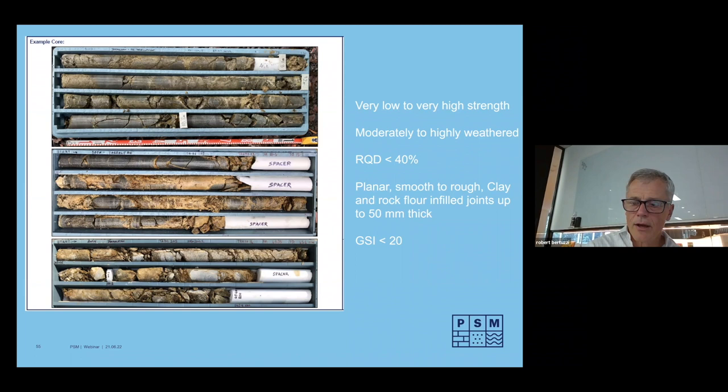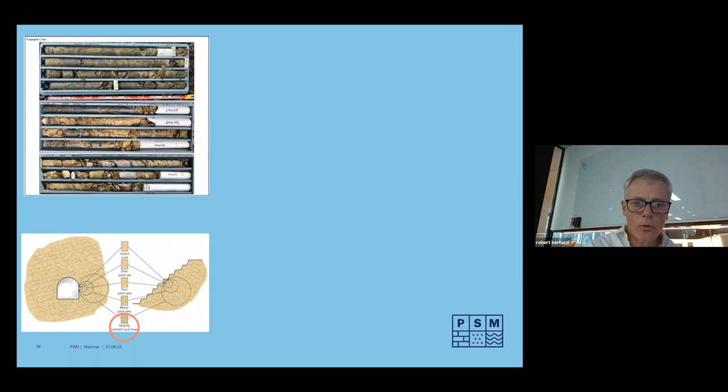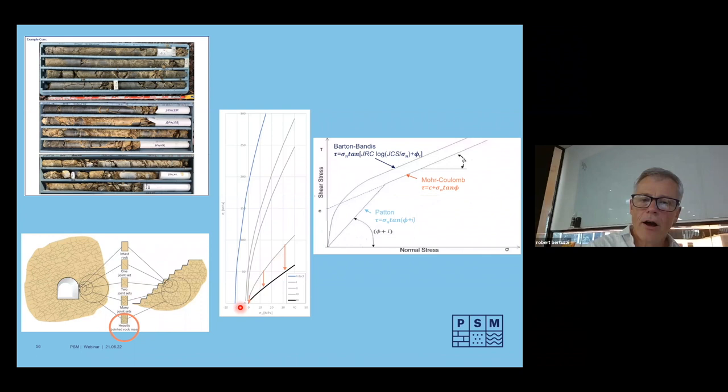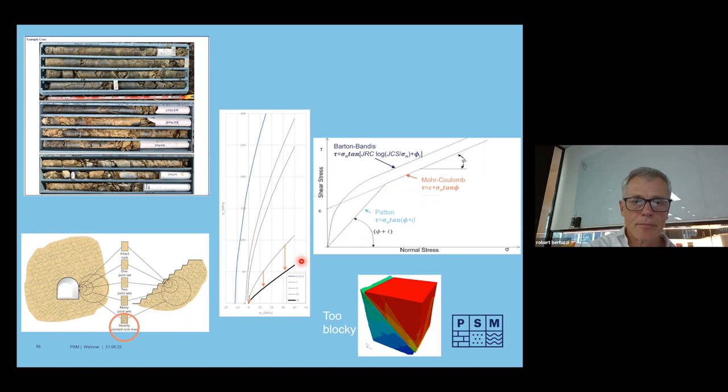So we may not use the Hoek-Brown here, but if you do that, you find that I nearly get a straight line here. So then you might think, well, maybe my Mohr-Coulomb approach isn't so far off. So you might be able to adopt a Mohr-Coulomb strength parameter for this particular rock mass. And similar to the previous one, this is even more fractured. It may be too blocky for individual defects to be simulated.